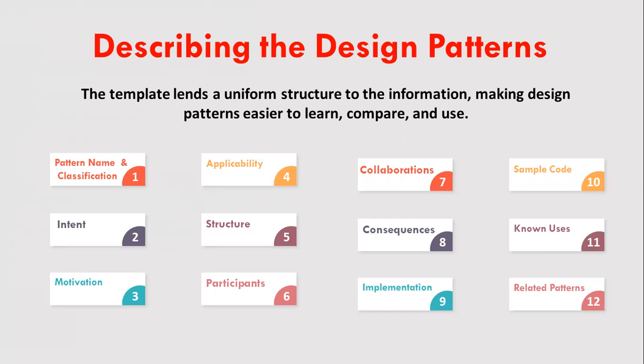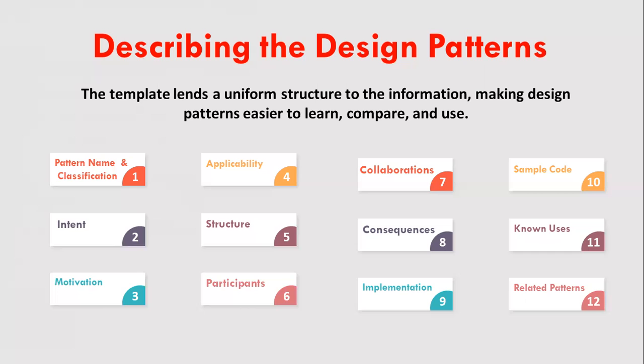Coming to the structure, it is a graphical representation of the classes in the pattern using a notation based on the Object Modeling Technique, OMT. We also use interaction diagrams to illustrate the sequence of requests and collaborations between the objects. Now we need to see participants. They are the classes or objects participating in the design pattern and their responsibilities. Now coming to collaborations, here we see how the participants collaborate to carry out their responsibilities.